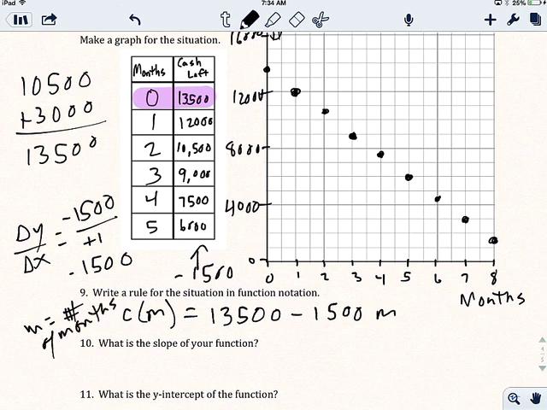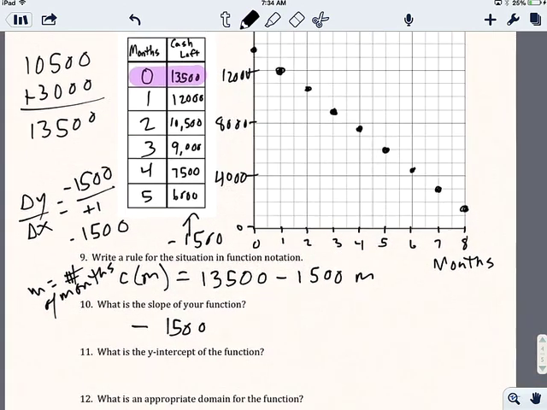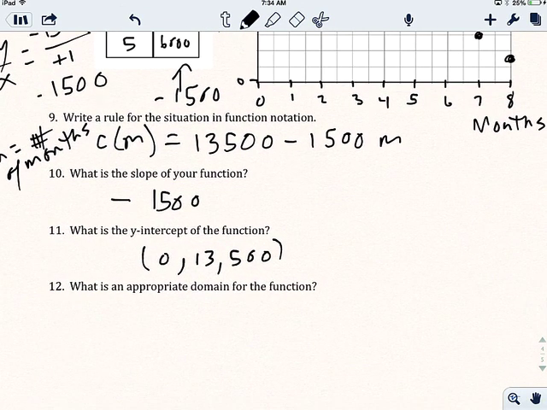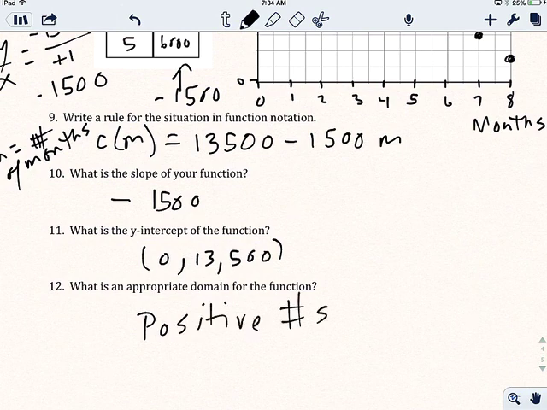What is the slope of your function? We just talked about it. It's negative 1,500. The y-intercept, we pointed out, is 0, 13,500. And now what is an appropriate domain of this function? Well, we're only looking into the future, so positive numbers for the number of months. It looks like he's only thinking about from month to month, so in this case it'd be positive numbers that are whole.